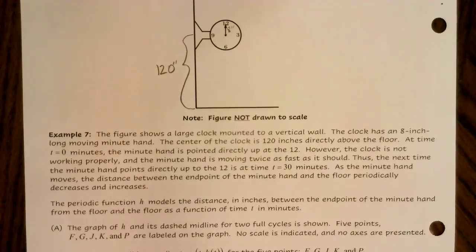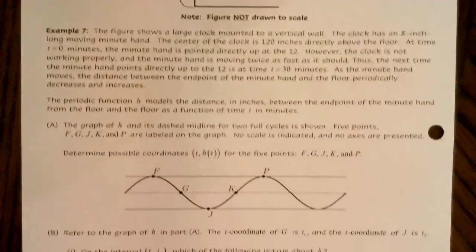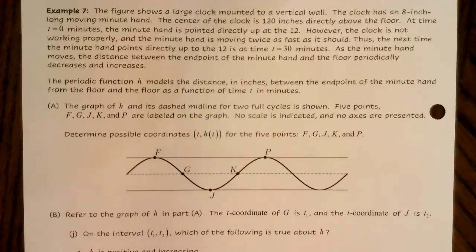All right, so the first part of our FRQ here says the periodic function h models the distance in inches between the endpoint of the minute hand and the floor as a function of time t minutes. The graph of h and its dashed midline for 2 full cycles is shown. 5 points, F, G, J, K, and P are labeled on the graph. No scales indicated and no axes are presented. Determine possible coordinates of (t, h(t)) for the 5 points F, G, J, K, and P. So we want to come up with the coordinates for these points right here.